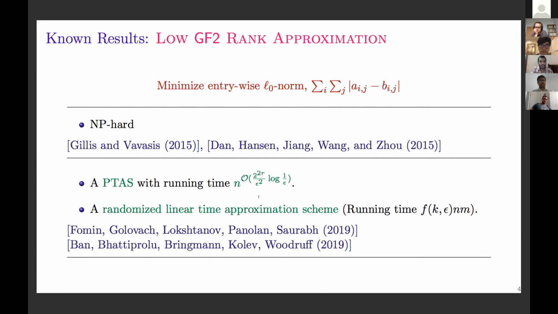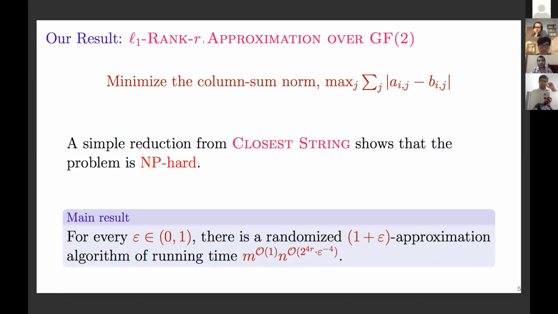And what we consider here is L1 rank r approximation over GF2. That is, we want to minimize the column sum norm, or in other words, the maximum number of ones in a column of the matrix A minus B. A simple reduction from closest string shows that the problem is NP-hard. The main result in this paper is that there is a PTAS for this problem. The running time is m to the power of order 1, times n to the power of some function of r and epsilon. For r equal to a constant, it is a PTAS.